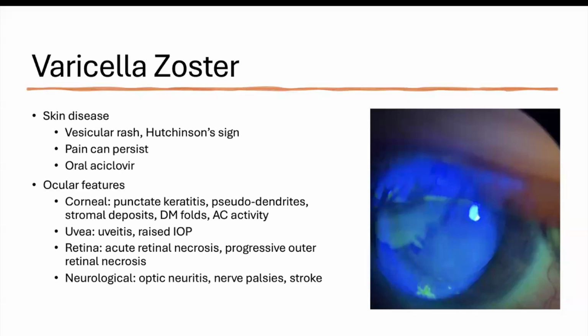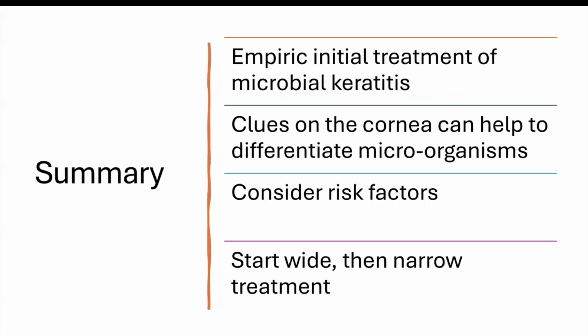So there's lots of things that varicella can cause, and do think of it sort of working front to back, starting with your eyelids with that vesicular rash all the way back to the optic nerve, and the motility nerves as well. So that sort of brings us to the end of talking about infectious keratitis. It's a bit of a whistle-stop tour.